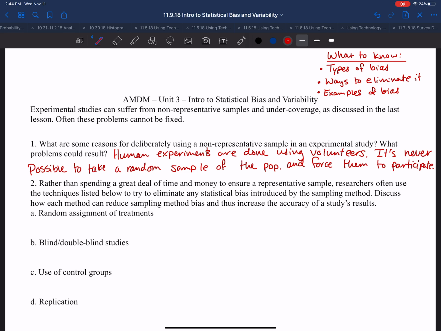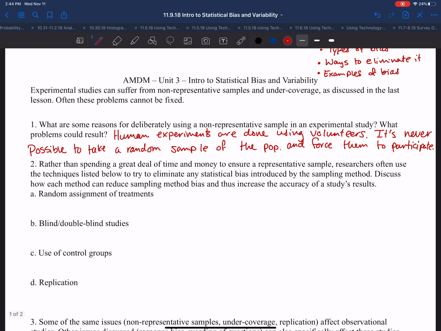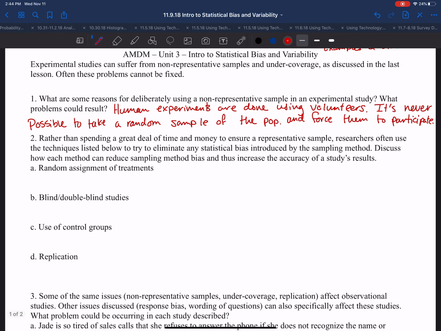Okay. Now, rather than spending a great deal of time and money to ensure a representative sample, researchers often use the techniques listed below to try and eliminate any statistical bias introduced in the sampling method. And they want us to discuss how each method can reduce sampling bias and thus increase the accuracy of a study's results. And so we have a list here of a few different ways to eliminate bias. So we've got random assignment of treatments, blind or double-blind studies, use of control groups, and replication.